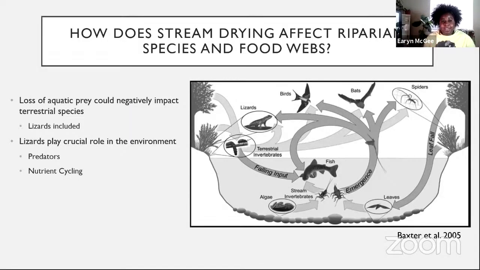So when you think of lizards and water, you don't necessarily put the 2 together. However, aquatic and riparian systems are tightly linked. So we have leaves that fall into the system as nutrients, and then aquatics that eat those leaves. And then when those aquatic insects move from their larval stage to their adult stage, they emerge into the terrestrial system, becoming food for organisms such as spiders, bats, birds, and then of course, lizards. So lizards are important to the environment because they're predators and they play a role in nutrient cycling.